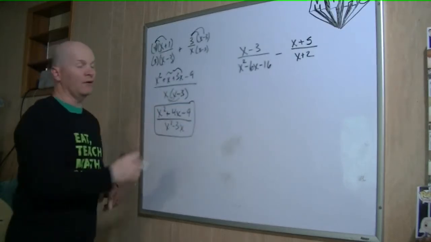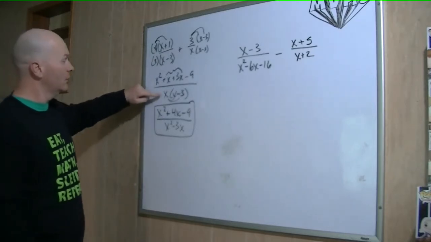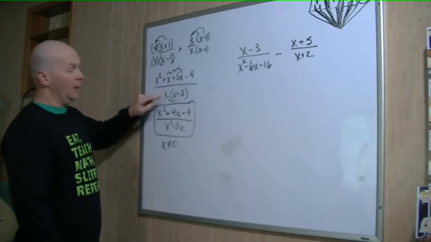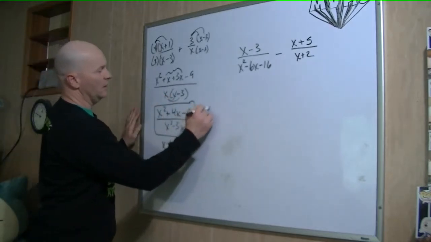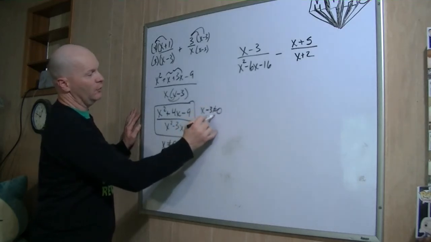And then if we want to check for our excluded values, the easiest place to do that is right here where it's already factored. We know that x can't equal 0. And we also know that x minus 3 can't equal 0. So if we solve this, we would do plus 3 on each side.